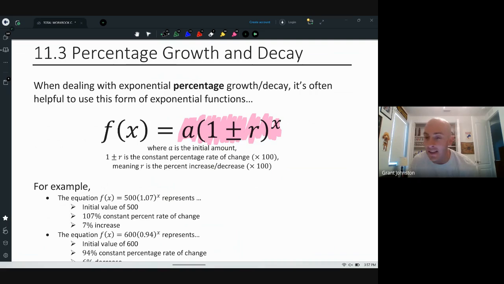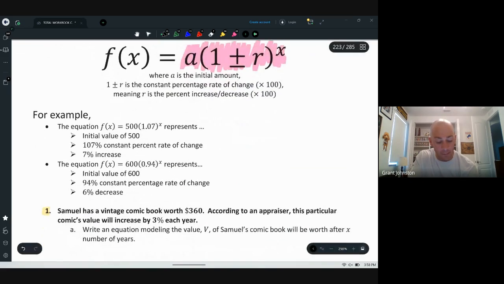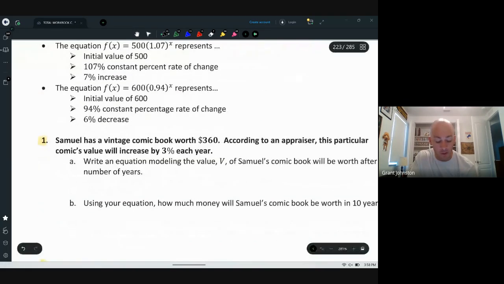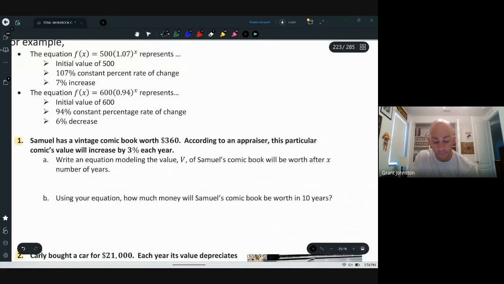Now that a is the initial amount, like we've been talking about. The 1 plus or minus r is your constant percent rate of change, where r is your percent increase or decrease. So here's a couple examples that you can look at for notes. But let me jump into number 1.